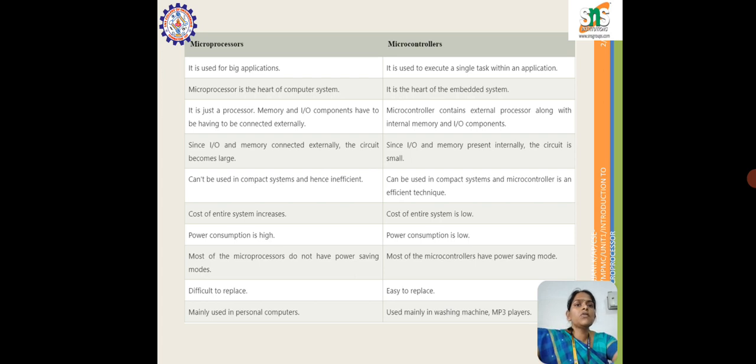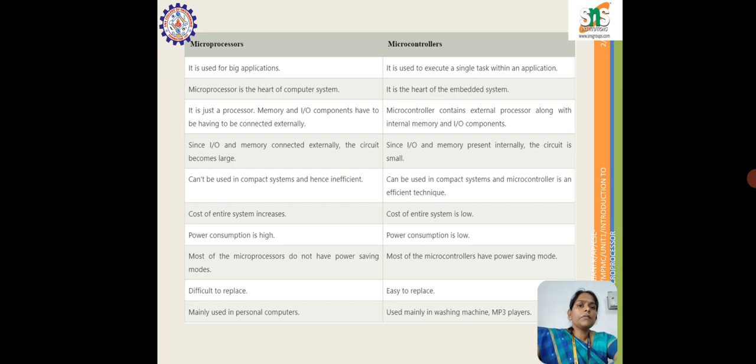Let's see the difference between the microprocessor and the microcontroller. The microprocessor is used for big applications, and the microcontroller is used to execute a single task within an application. The microprocessor is the heart of the computer system, and the microcontroller is the heart of the embedded system. A microprocessor is just a processor; memory and I/O components have to be connected externally, whereas a microcontroller contains the processor along with internal memory and input output components.